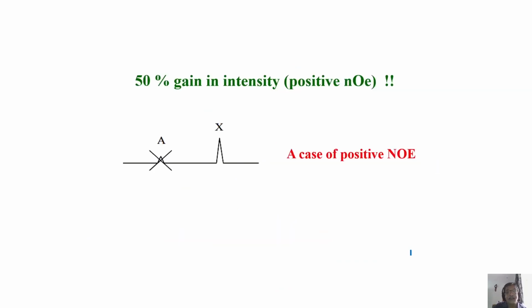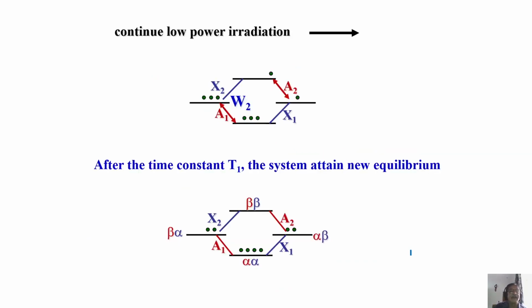Okay. Now we will do one more thing. Keep on continuing the low power irradiation and leave it for some time. After some time, what will happen? It will come back to thermal equilibrium. This is what it started as before applying RF power. So it has to come to thermal equilibrium. You can't keep on applying RF power for infinite time. After some time, you remove the RF power. Slowly, the system will come back to equilibrium, and this is the population distribution, the Boltzmann distribution at equilibrium.